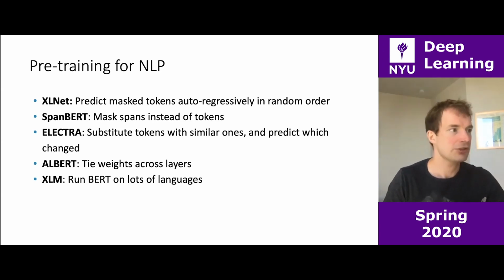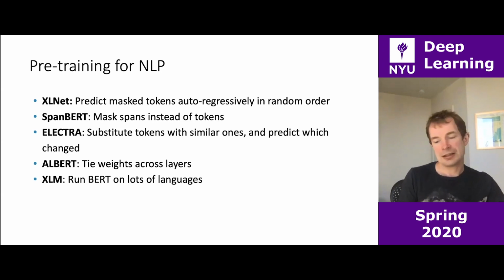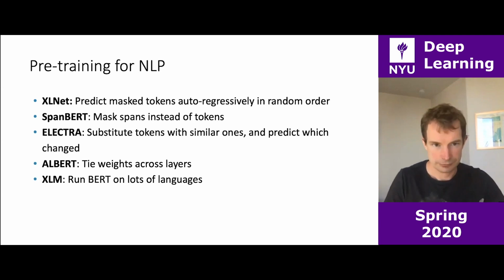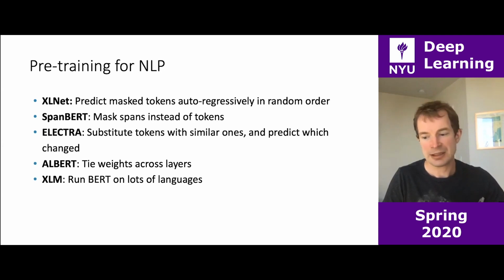There is Electra, which, rather than masking words, substitutes words with similar ones, and then has a binary classification problem to tell you which words changed or not. There's ALBERT, which is BERT, but you tile weights across layers. Also XLM and XLM-R, which look into doing this multilingually. Basically you run the BERT pre-training objective, but rather than just feeding in English text, you feed in text in every language you can find. It does a great job learning cross-lingual structure.